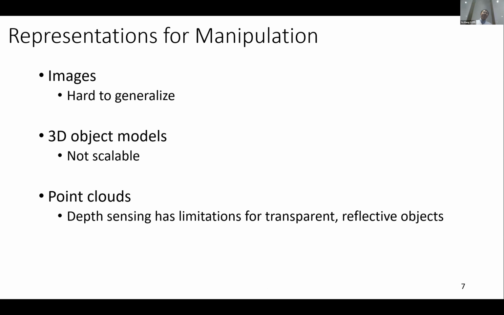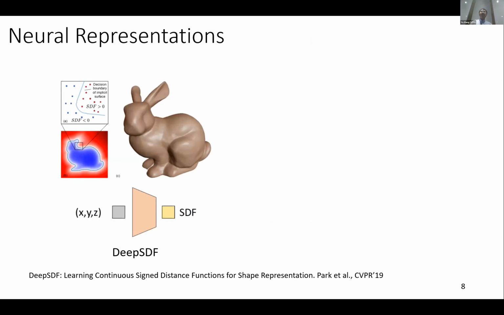So this motivates us to think about whether we can have better representations for robot manipulation. If we look at the computer vision or computer graphics community, researchers have introduced new representations for 3D objects. For example, the DeepSDF network encodes the signed distance function of a 3D shape into a neural network. Given X, Y, Z query points, the network will output the signed distance function value for those specific points. In this case, the network implicitly encodes a 3D shape.